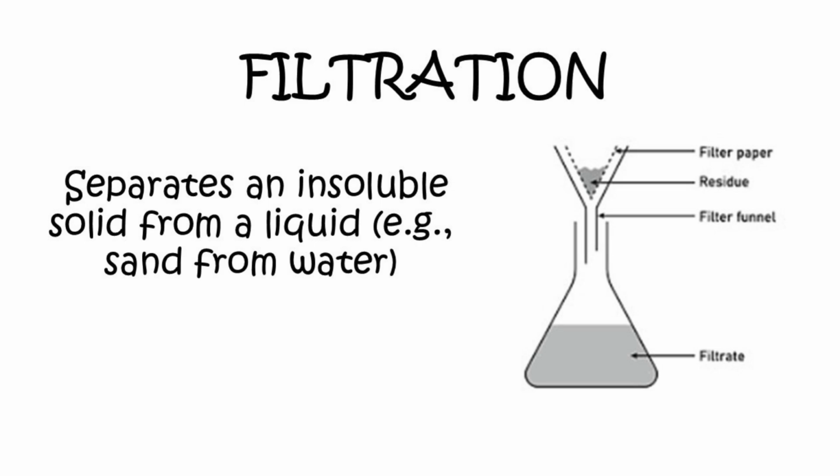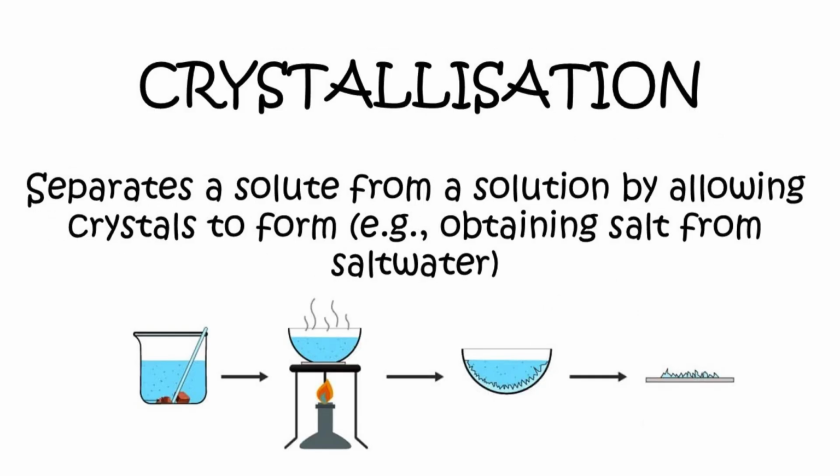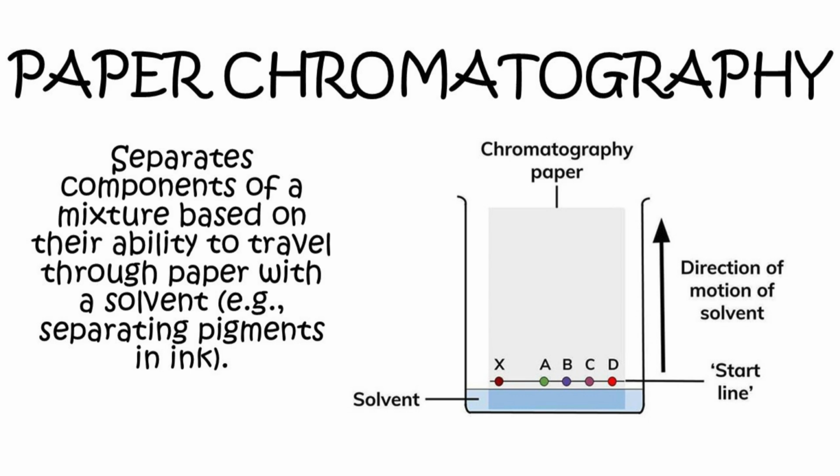Filtration is used to separate an insoluble solid from a liquid, like sand from water. Crystallization helps us obtain pure solids from a solution. As the solvent evaporates, crystals of the solute form. And finally, paper chromatography. This method separates mixtures of soluble substances, like inks or dyes.